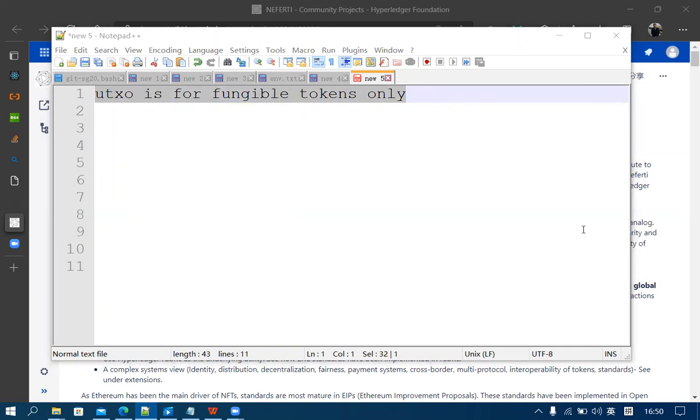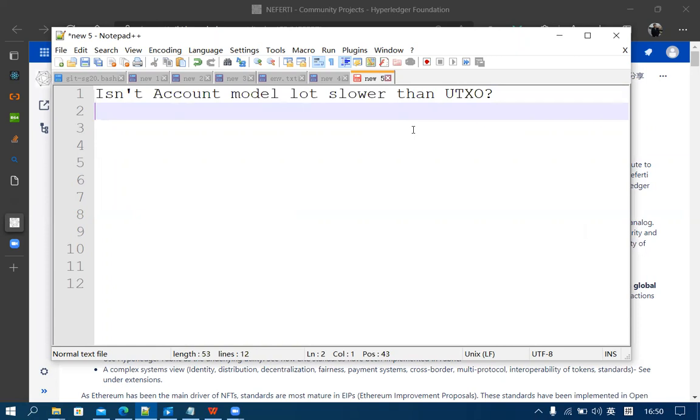So the account model, let me put the questions on the screen. Is the account model slower than UTXO? Normally, the bottleneck is not in the blockchain, as I know. I see the bottleneck actually in IPFS. Sometimes we will wait a few seconds for the IPFS CID. So maybe that's a problem.